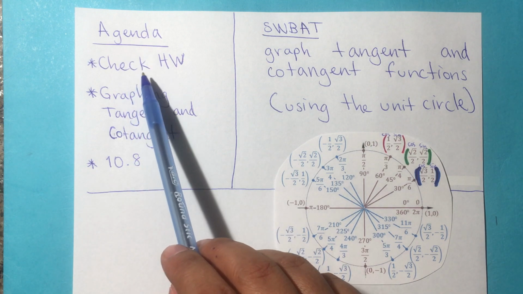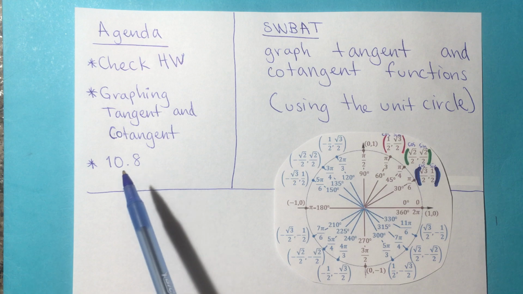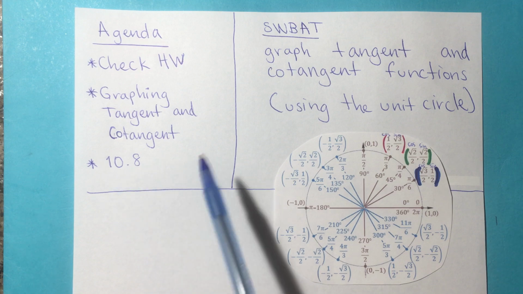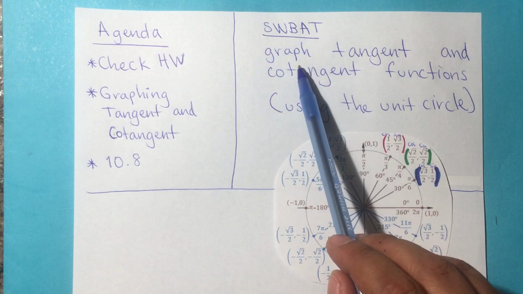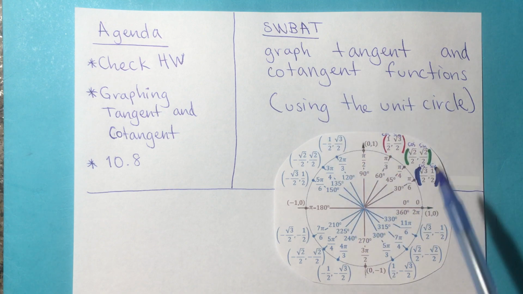Students, today's agenda is to check homework. We'll be graphing tangent and cotangent functions, and you will be able to do 10.8. Today, students will be able to graph tangent and cotangent functions using the unit circle.